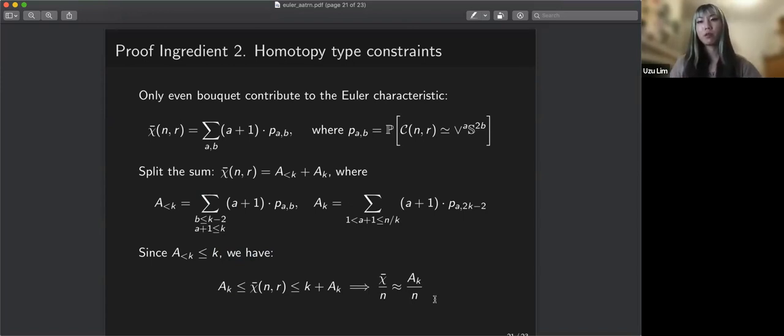And you saw earlier that the Euler characteristic, when normalized, converges into spikes of specific heights, and that is equal to this quantity divided by n. And a plus 1 is allowed to grow up to n over k, so that these various combinations of probabilities contribute to the Euler characteristic growing large. And you can see that it's only the 2k minus two-dimensional sphere that's contributing right now. So yeah, that's the homotopy type constraints.